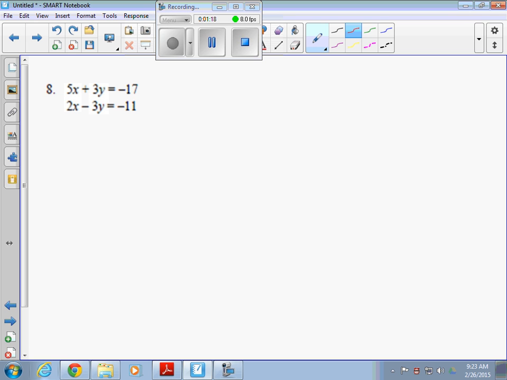Number 8 says 5x plus 3y equals -17. 2x minus 3y equals -11. X is stacked, y is stacked, constants are stacked. And you have opposites already. So this one's set up real nice and neat for combination.